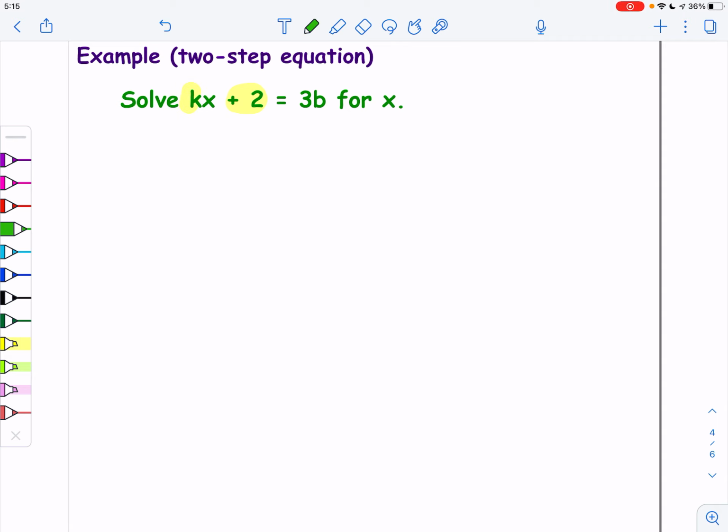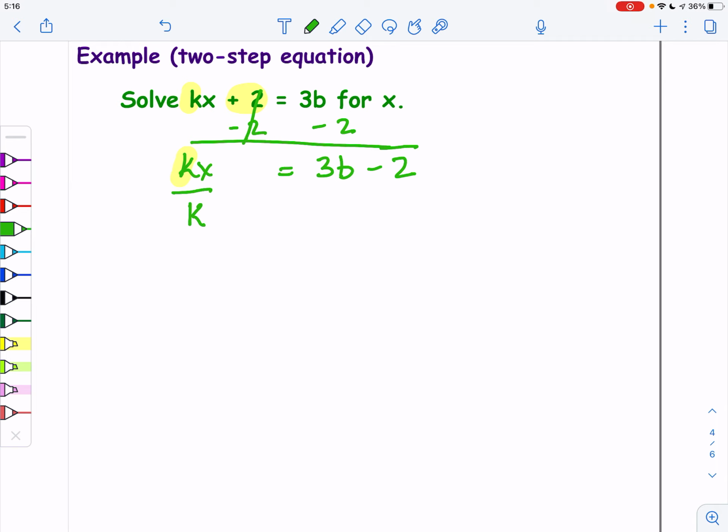Since this is a positive 2, you will subtract 2. Anything you do on the left, you do that on the right as well. Kx is left. 2 minus 2 is 0. 3b minus 2 cannot be simplified any further, so you just write that as is. Now you want to get rid of this k. You're multiplying k by x, so to get rid of k, you divide by k. Always opposite operations to eliminate.